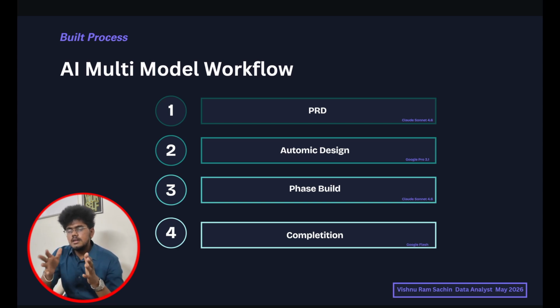sometimes this work is done in AI. So in PRD I used the model called Claude Sonnet 4.6, in Atomic Design I used Google Pro 3.1 higher version, and in Phase Build I used the Claude 4.6 Sonnet version. Sometimes we may exhaust the context window, and the refresh time for that quota could be in days or in minutes, it could be anything, but I need to complete that project. So I used a different model called Google Flash. So this is the fourth step, completion.